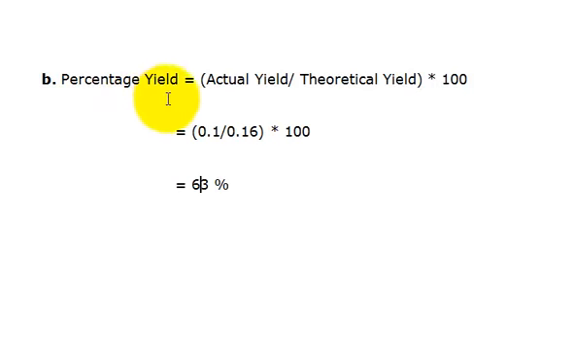Therefore, the percentage yield equals 0.1 divided by 0.16 times 100. Using your calculator, you will determine that the value is 63%. Hence, the percentage yield is 63%.